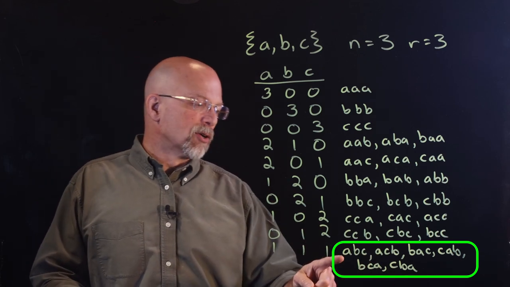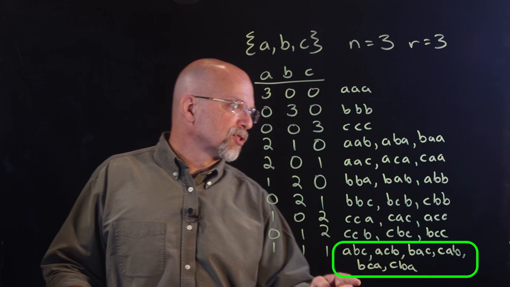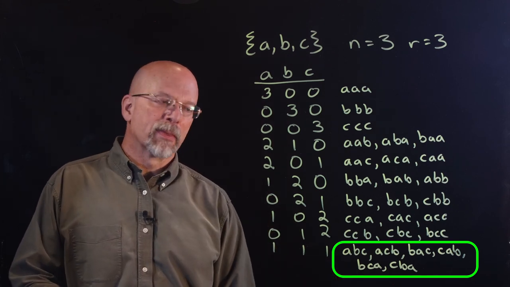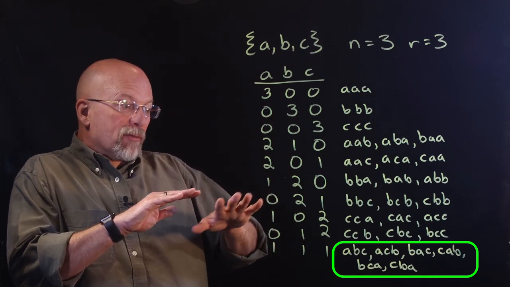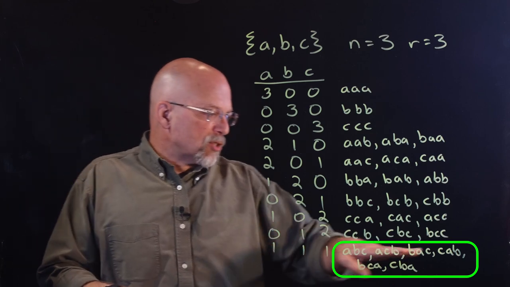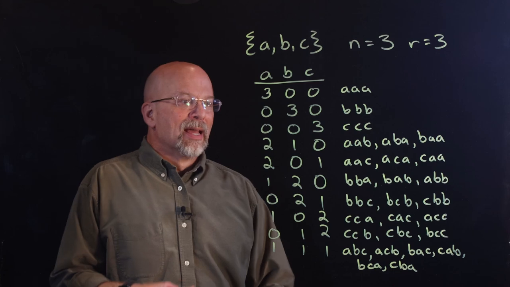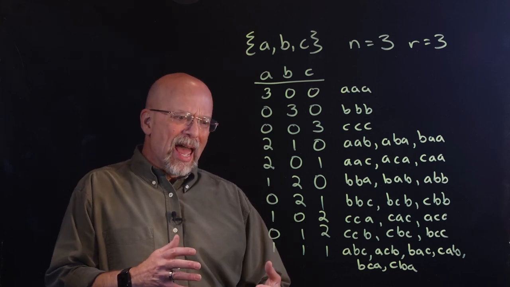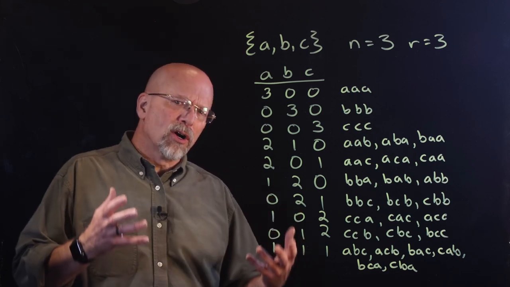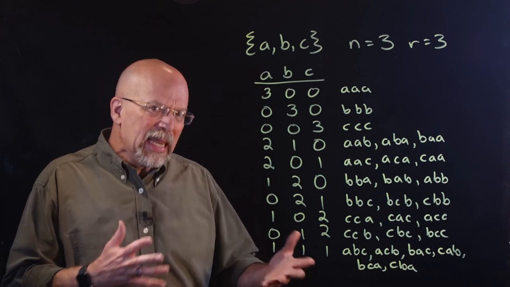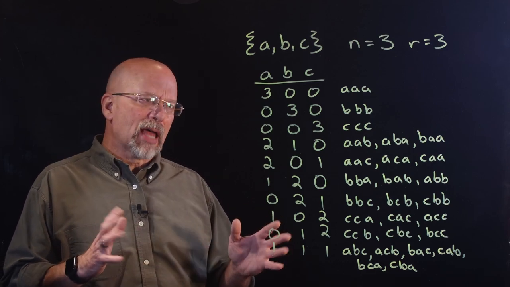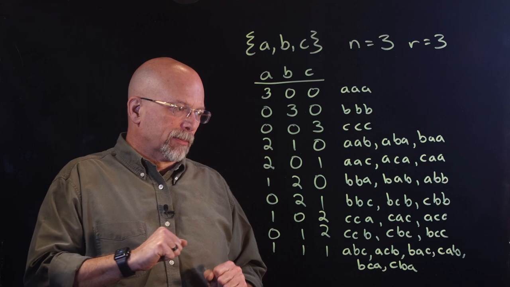Well, if order matters, we've got 1, 2, 3, 4, 5, 6 different options. So we have duplicates not allowed, order matters, it's just these bottom 6 combinations that we can come up with. Now, what if we then add the idea of order doesn't matter, any order, but duplicates are allowed. Now that opens us back up here.